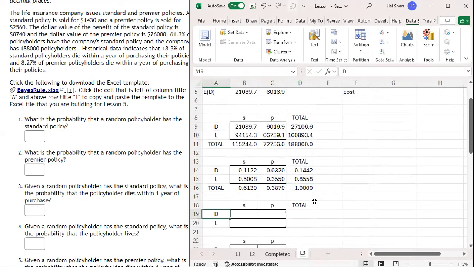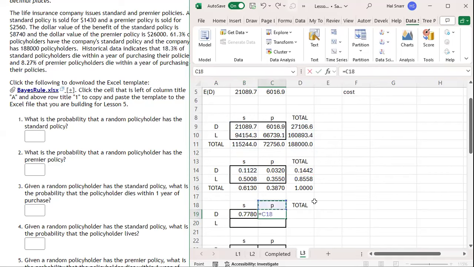We're conditioning on D. So given that the person has died, what is the probability that the person was a standard policyholder? Well, you can take this and divide by that, or you can take this frequency here and divide by that frequency, right? We'll take this joint probability and divide by this marginal probability.